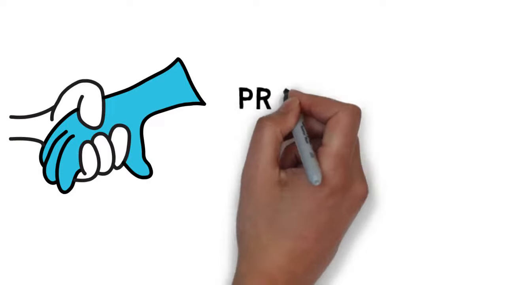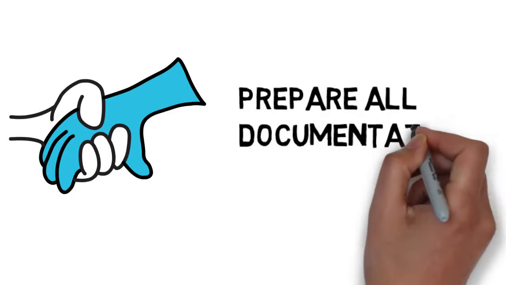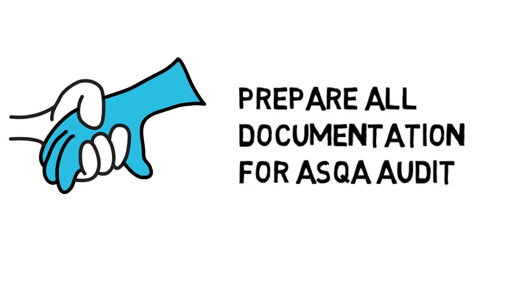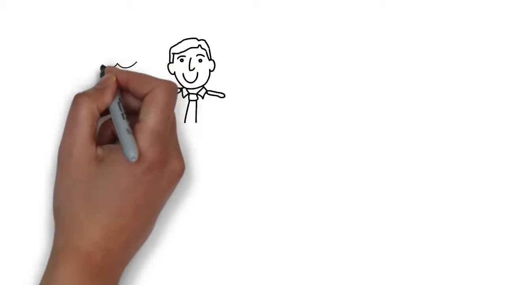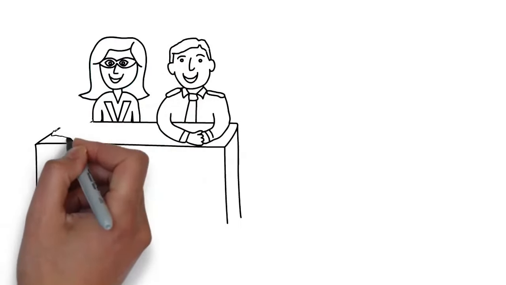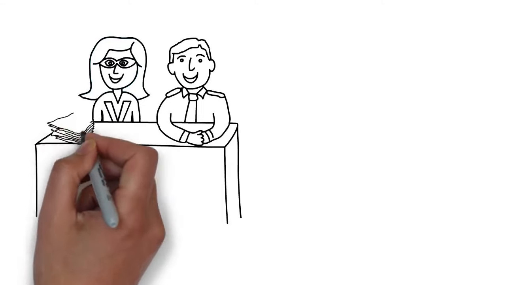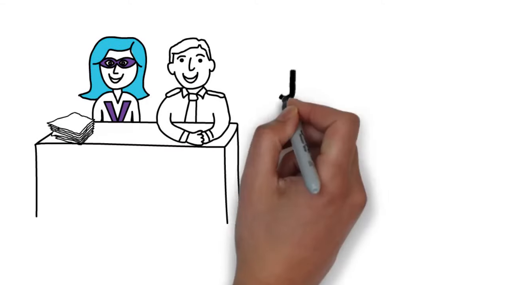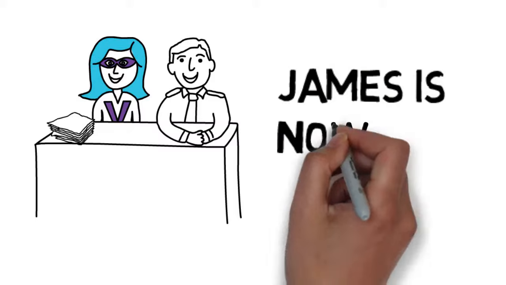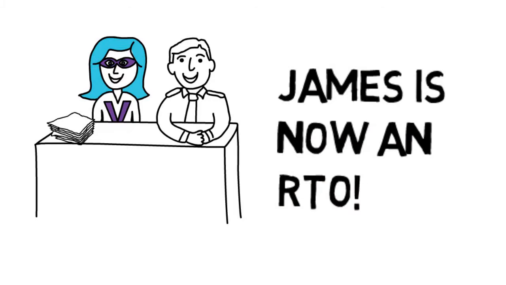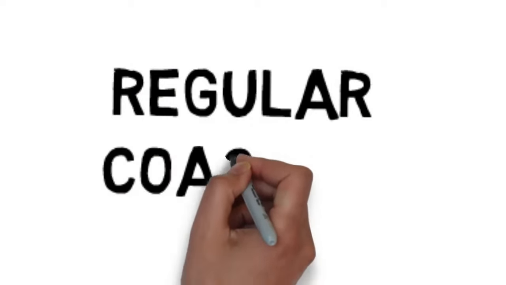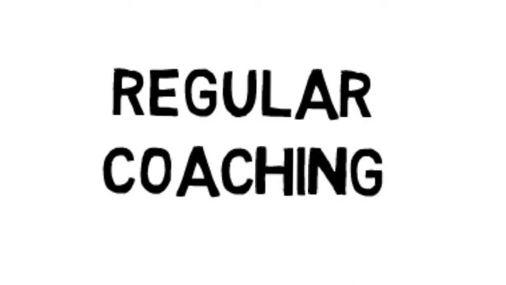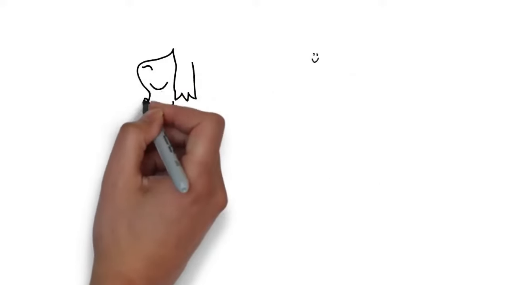First off, we prepared James for financial viability. Then we customised all our forms, documentation, policies and procedures, which have been through many ASQA audits before. Vivacity even attends the ASQA audit, plus much, much more. James was a very happy man, as he was very prepared for his ASQA audit. The outcome was positive, and now James is an RTO. Plus, Vivacity is still working closely with him, providing regular coaching to ensure he runs a professional organisation.